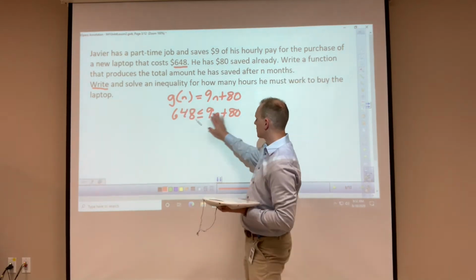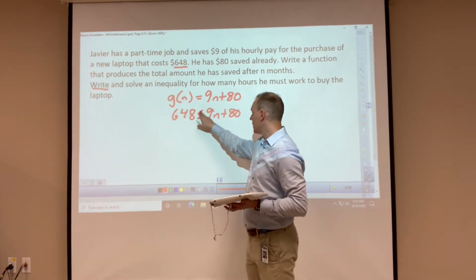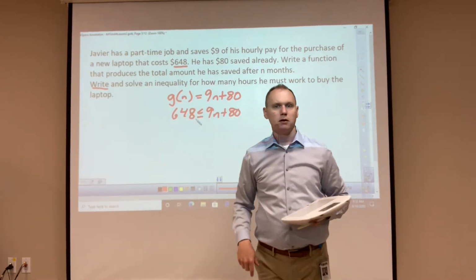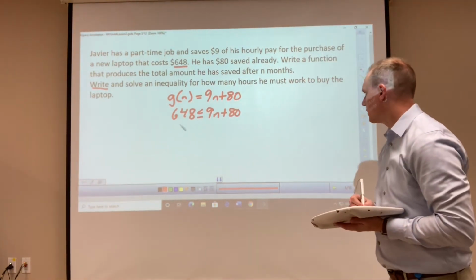So this time, I read it right to left. If we read it left to right, it would be 648. When is that amount less than or equal to how much he's made? Because then he'd be able to purchase it, right? So we're going to solve this.